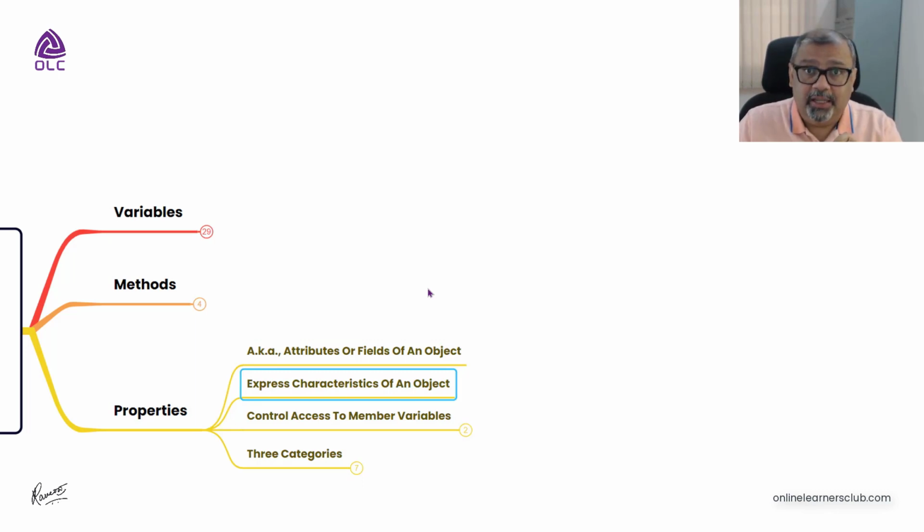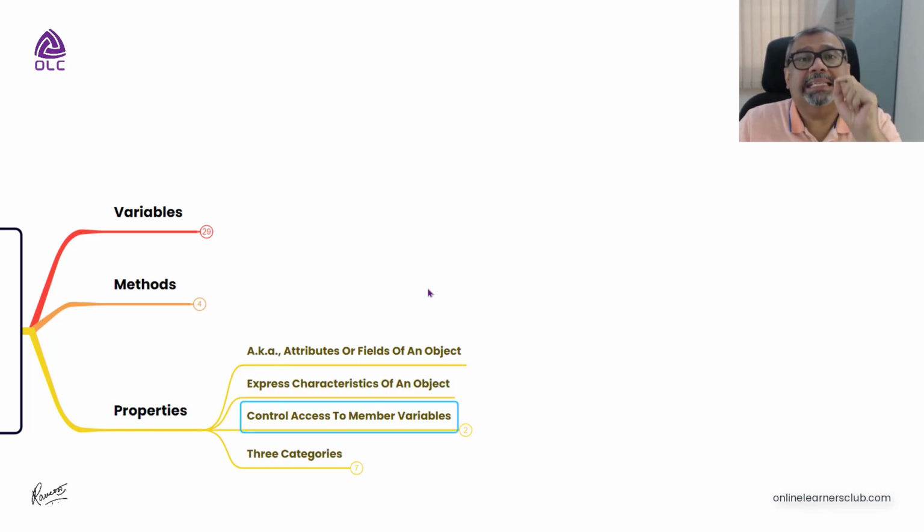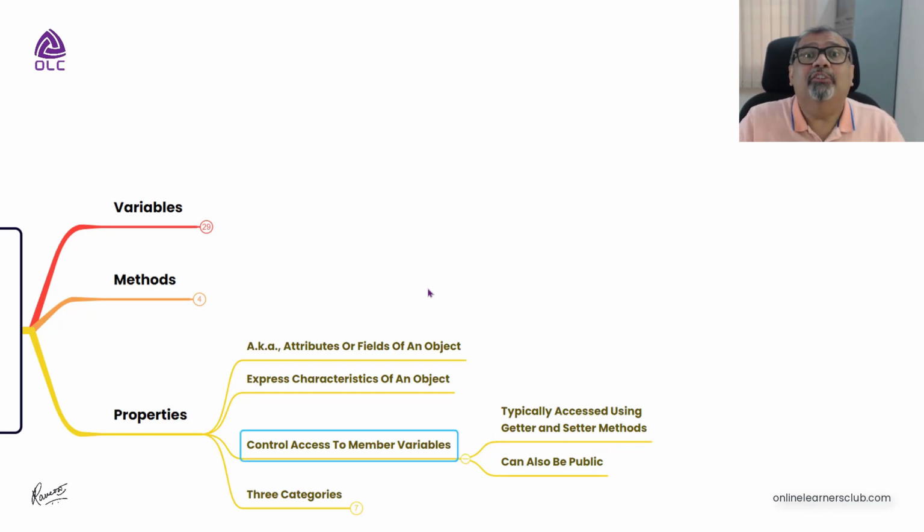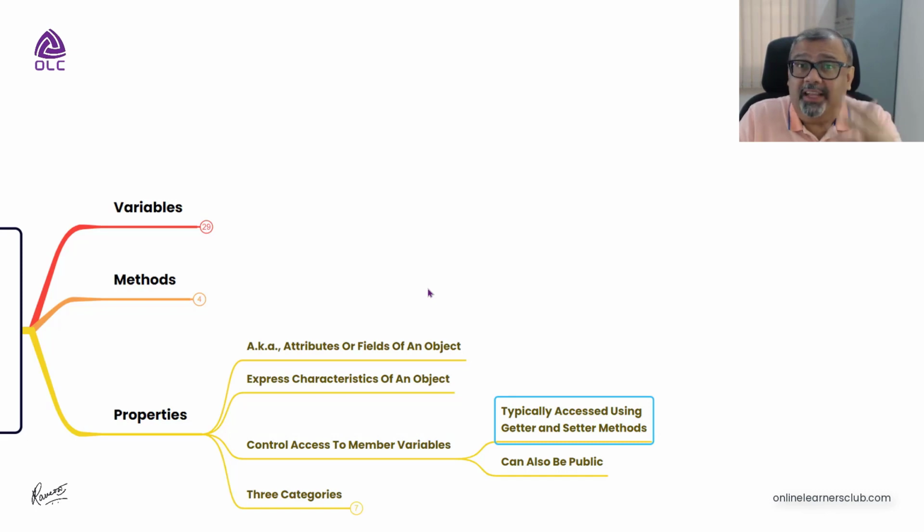In addition to this, we do have a property which provides access to the member variable. Essentially, properties are special methods, generally referred to as getter and setter methods, typically accessed using getters and setters. For example, I can have getFirstName or setFirstName, or getLastName, setLastName. So this is a simple example of how I can create such a method. It is a specialized method.